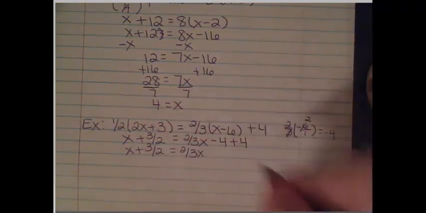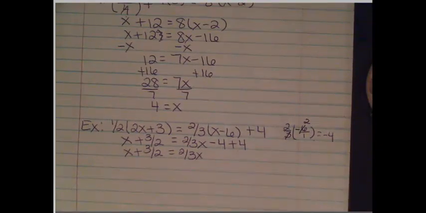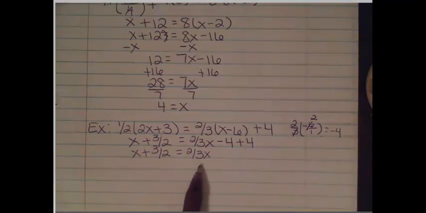So we have x plus 3 over 2 equals 2 over 3x, and then we have the minus 4 and the plus 4, so those just go away because that becomes 0. So right here we have a much simpler problem. If you want to just keep going and work it with fractions, you can, and that is totally fine. If you do not like fractions and you want to multiply by the least common denominator, we can do that, and that's how I'm going to do it to show you.